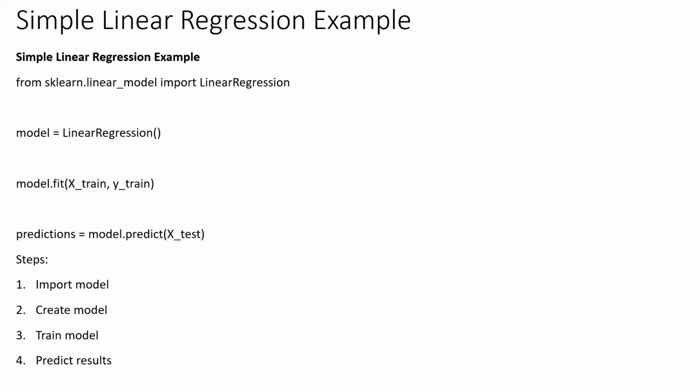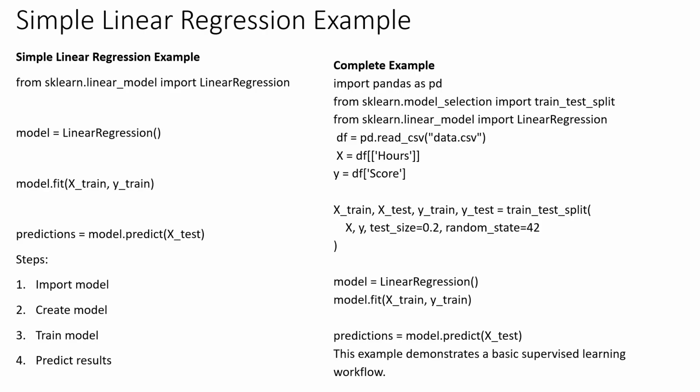If you take a simple regression example, you have to import pandas as pd, and then import train_test_split, and then you read the CSV file. Then you define x as the hours and y as the score, and you split it. Then you create the linear regression model, then fit the model, and this gives you the final result. So basically import, create the model, train the model, and predict.